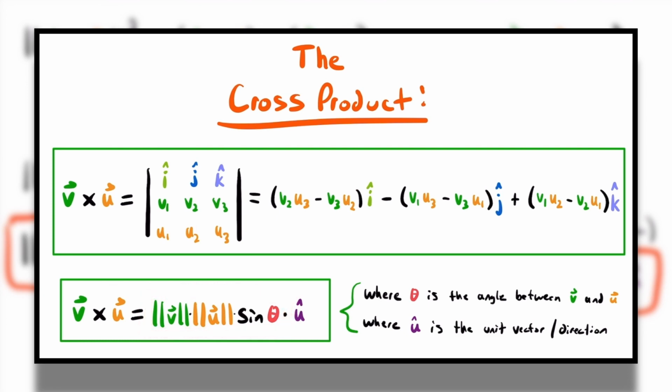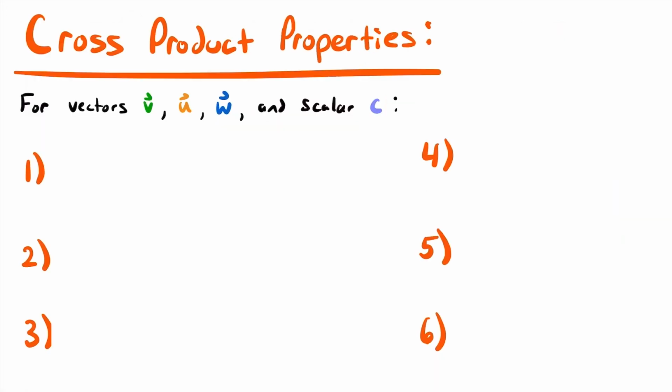Okay? Now before we close out this lesson, I do want to briefly talk about some of the properties of the cross product, just like I did with the dot product. Okay, so there's 6 different properties of the cross product that we want to look at here. And so for these 6 properties, we're going to be looking at vectors v, u, and w, as well as a scalar c. And our first property looks like this. We kind of already mentioned this earlier in this video, but the cross product of v and u is equal to the negative version of u cross v, right? If you reverse the order of the cross product, you get the same vector, but in the opposite direction, okay?